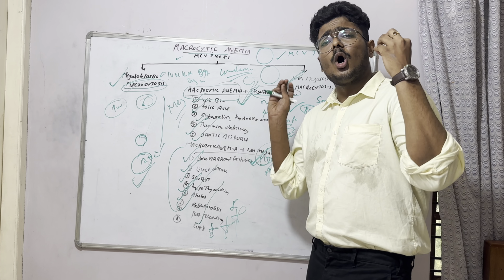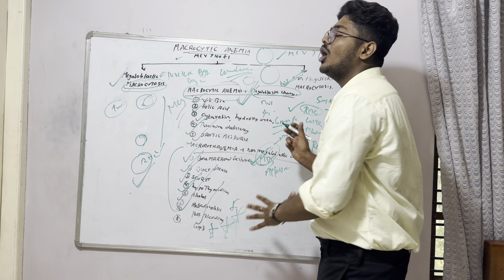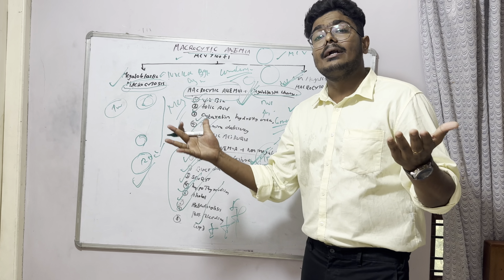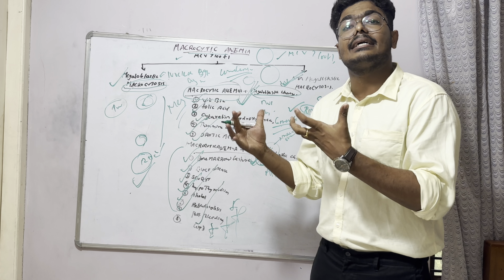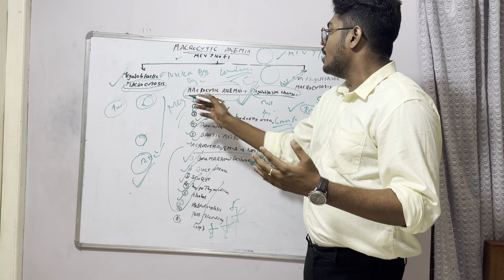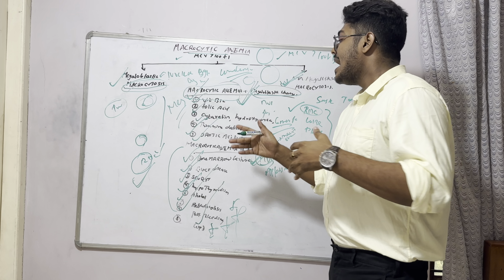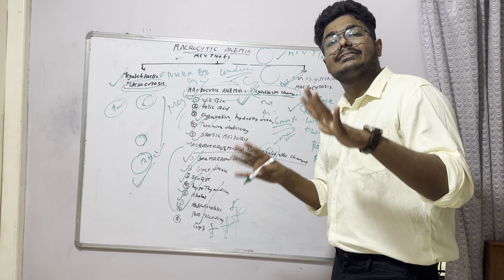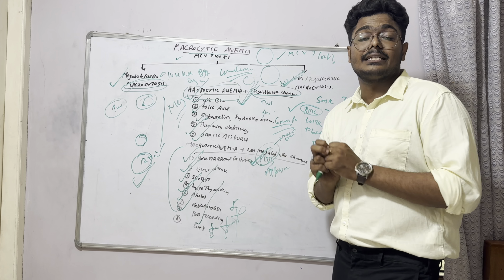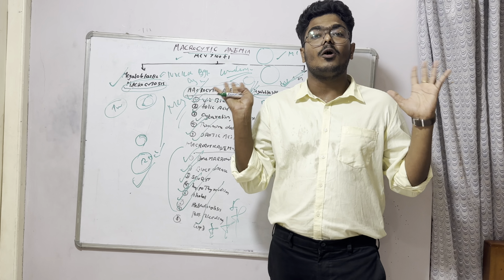So I think you all must have understood the basic idea of what a macrocyte is and how it is different from megaloblastic changes, and what are the cases where megaloblastic changes plus macrocytes are present, and what are the cases where macrocytes are present but megaloblastic changes are not. So I think you all must have understood what I taught in the video.